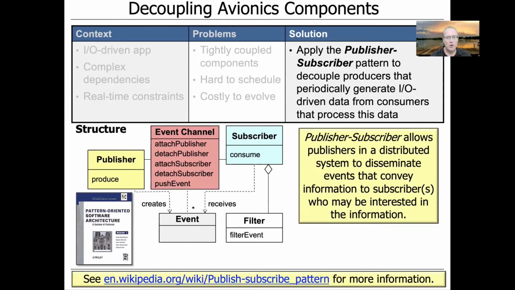If you take a look at the POSA 1 book, or you read the Wikipedia link I have down here below, you'll find a diagram that looks something like the UML diagram shown in this picture. And this demonstrates the structure of the roles and relationships in the publisher subscriber pattern. So of course, we have a publisher that produces events. We have one or more subscribers that subscribe to consume the events. And the events flow from publishers to subscribers through the event channel abstraction.